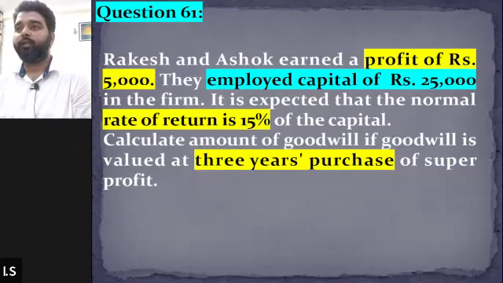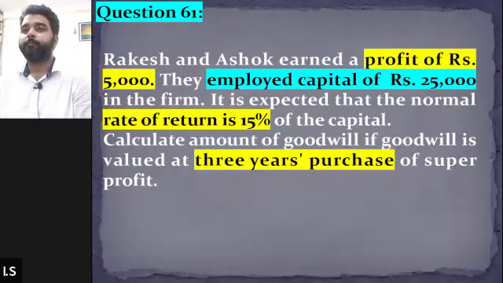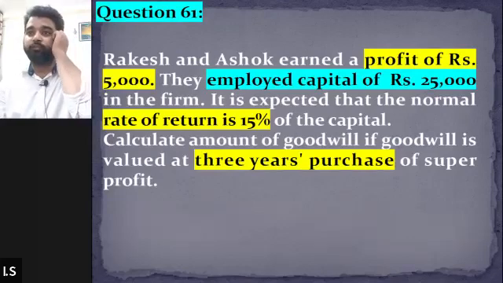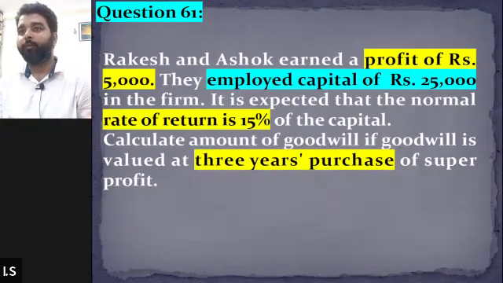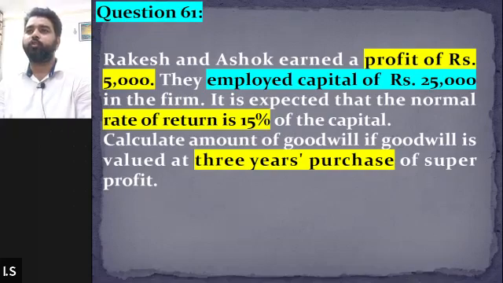All right. So they employed a capital of rupees 25,000 in the firm. It is expected that the normal rate of return is 15% of the capital employed, and you need to calculate the value of the goodwill considering the number of year purchases are 3. So 3-year purchases are given. Rate of return is also given in the question, which is 15% of the capital employed. And the amount of capital employed is also given, 25,000. And the average profit of the firm is also given.